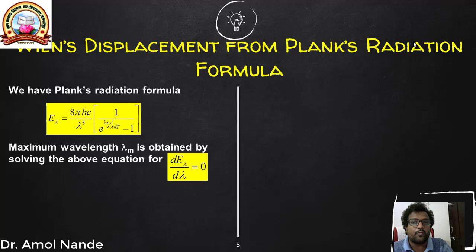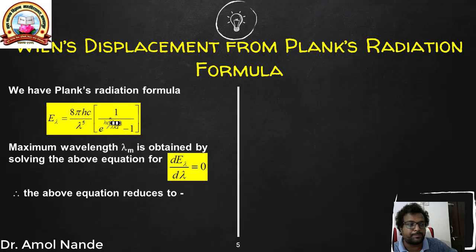Mathematically, whenever there is a minimum value or maximum value, there is only one minimum value and one maximum value. That is why, whenever you take the differentiation at that point, it is always 0. Similarly, when you differentiate this energy density with respect to lambda, for the maximum wavelength lambda it is equal to 0.